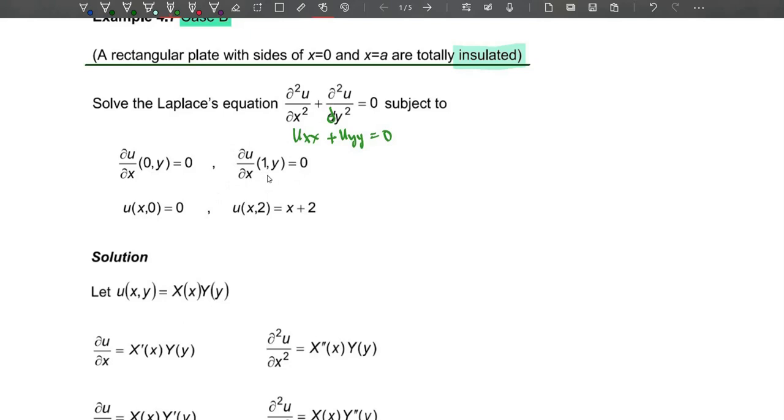From here we know that the value of A equal to 1. Then u(x, 0) equal to 0, and the next one is u(x, 2) equal to x plus 2. So here B equal to 2.